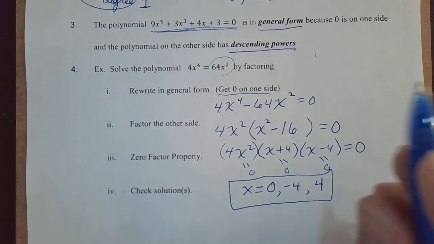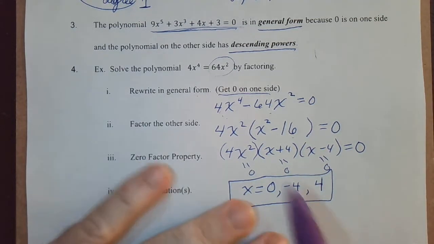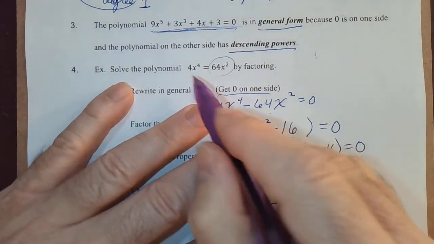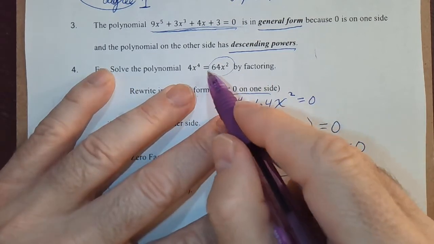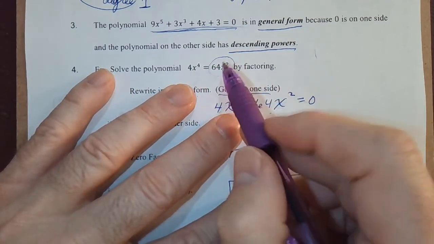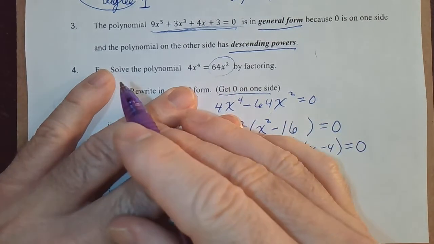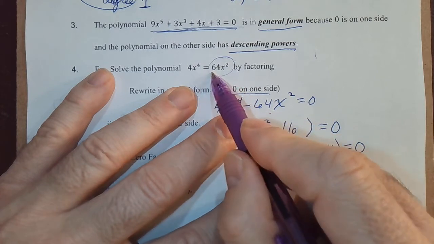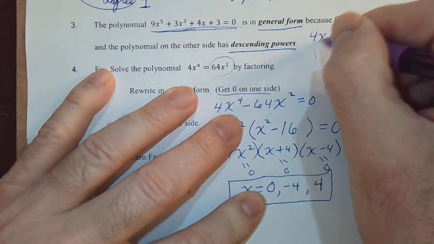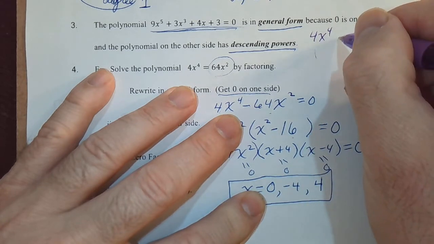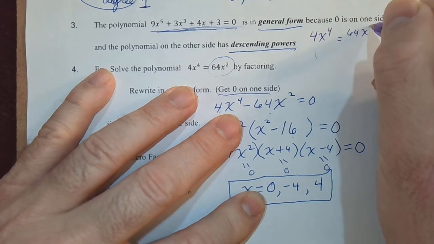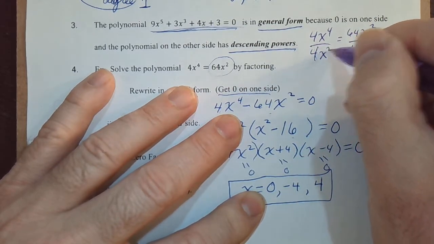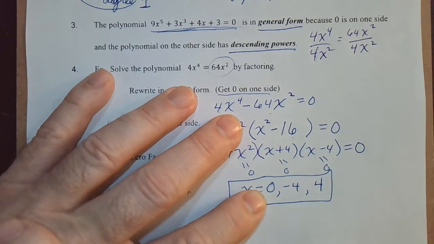Now, before we leave, I'm going to explain why it's necessary that you follow this recipe. You might be tempted to take both of these sides and notice, well, what do they have in common? What could I divide both sides by to make this look much easier than it is? I could divide both sides by 4, and I could divide both sides by x squared. So if I take 4x to the 4th equaling 64x squared, and divide both sides by 4x squared, let's see what happens.